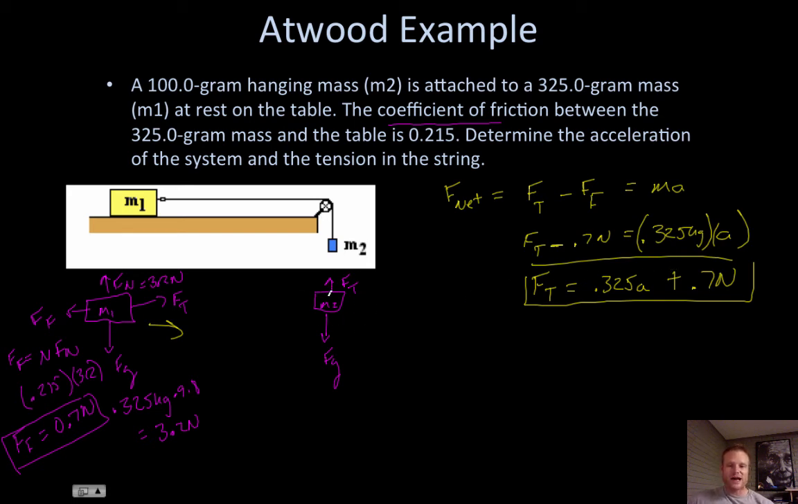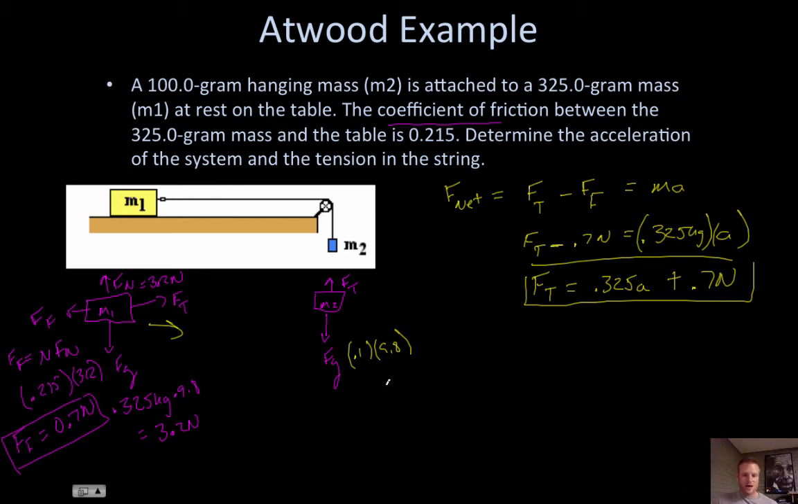Let's take a look at mass 2. What is the force of gravity on mass 2? Well, mass 2 has a mass of 100 grams, which is 0.1 kilograms. So I'm going to take 0.1 times 9.8 for the acceleration due to gravity, and that comes out to be 0.98 newtons. Okay, so that's the force of gravity, I apologize. F sub t, we don't know what that is yet, right? We want to figure that out.